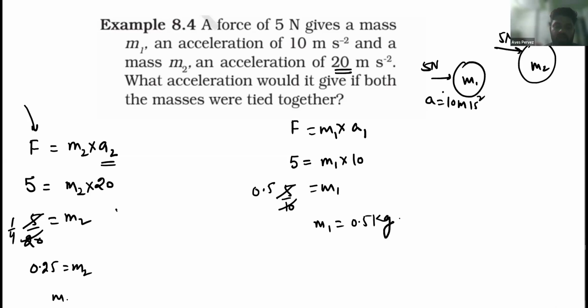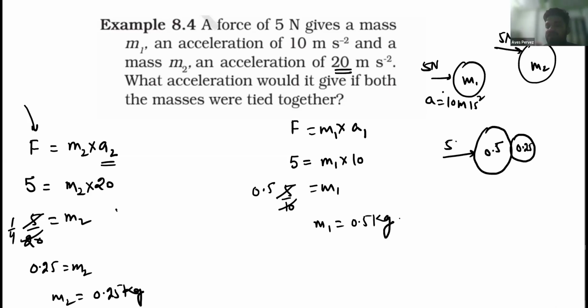So we will add both of these masses and we will get 0.75 as the total mass. Here we have the first object as 0.5 kg and the second as 0.25 kg, and they are tied together. Now the 5 Newton force is applied. Then what is being asked? Acceleration is being asked.